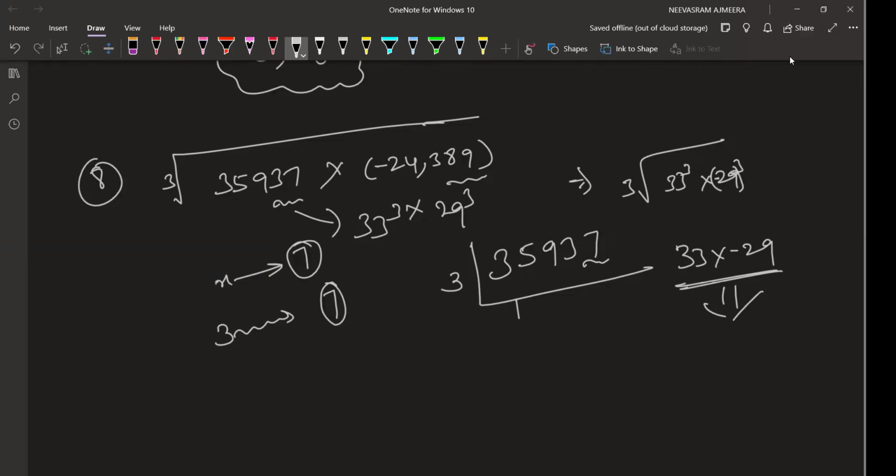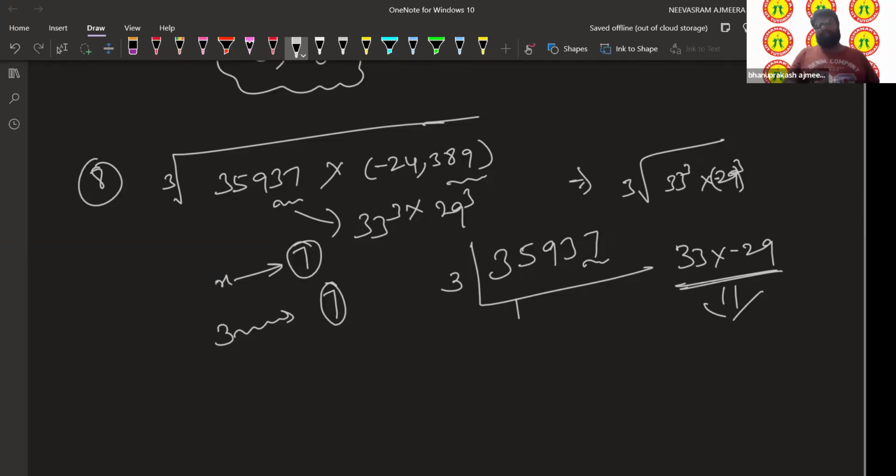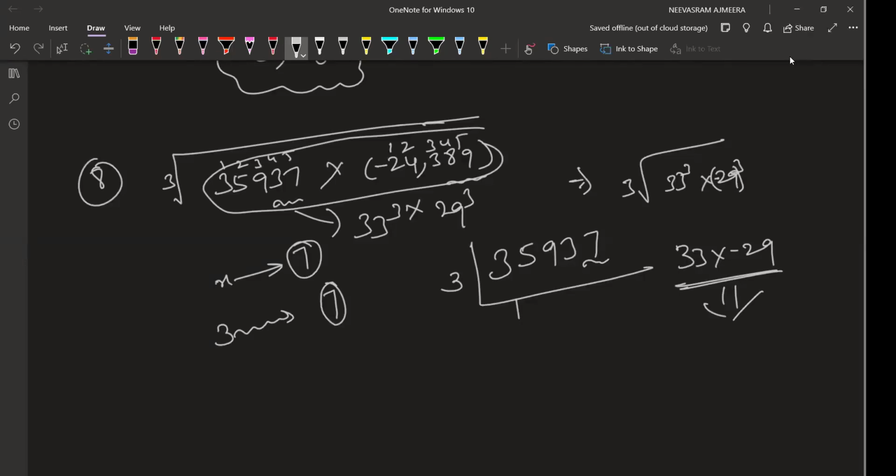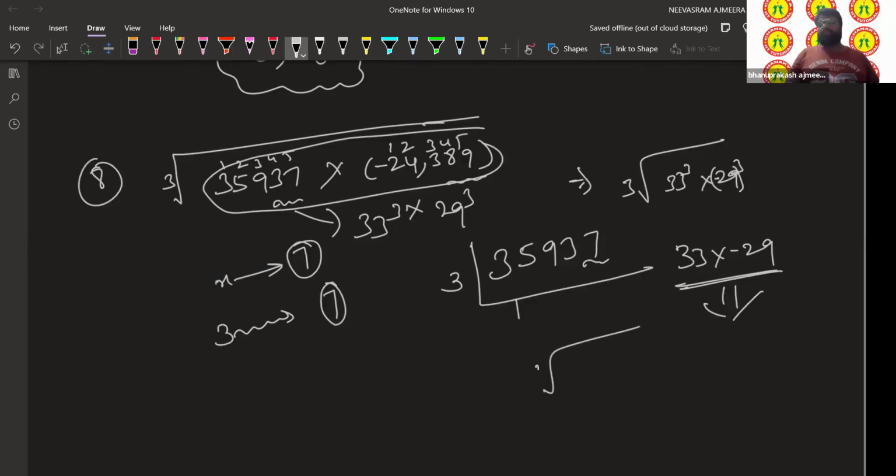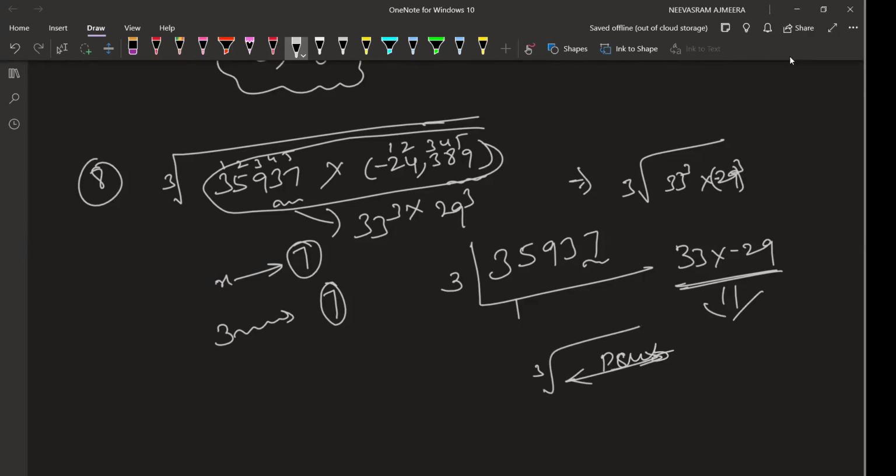We can also multiply it first and then find the cube root of it, right? Yeah, but if you multiply, this will be around 5 digits and this is also another 5 digits. So if you multiply both, it will be a big number. Whenever they ask you the cube root of something, under the cube root it must be a perfect cube. Then only the answer is possible.